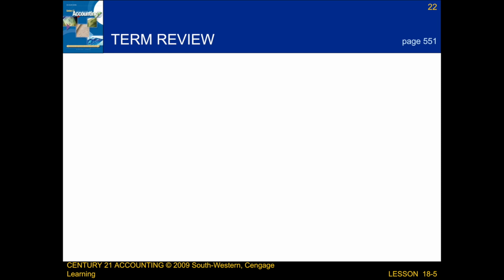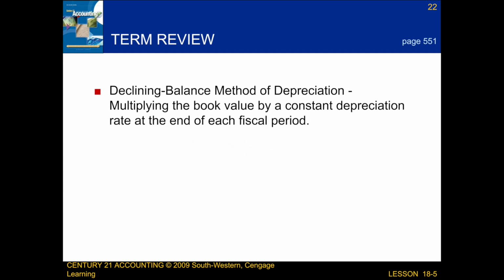Alright, so there is just one key term that I'd like to go over before we start the accounting part of this lesson. So the declining balance method of depreciation, also known as the double declining balance method of depreciation, is multiplying the book value by a constant depreciation rate at the end of each fiscal period.